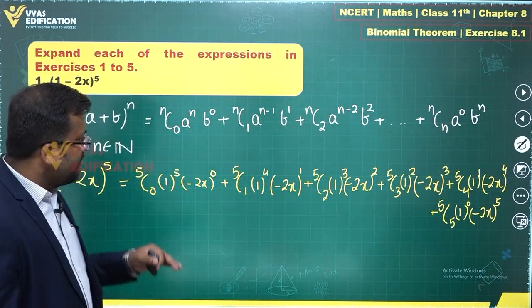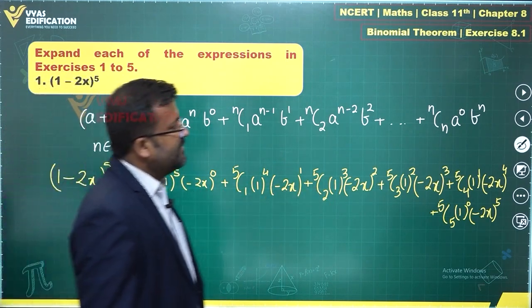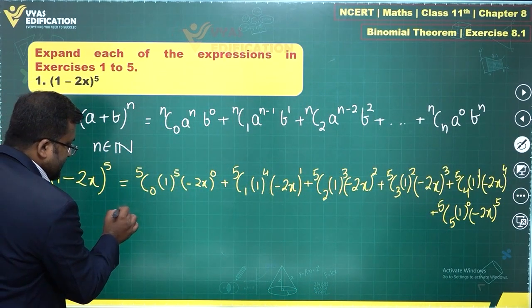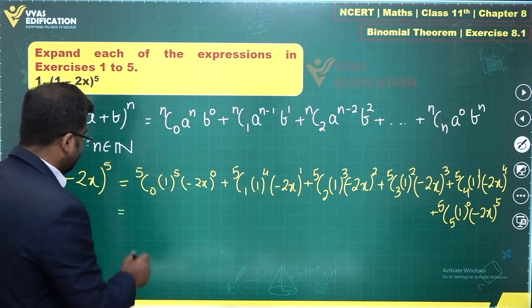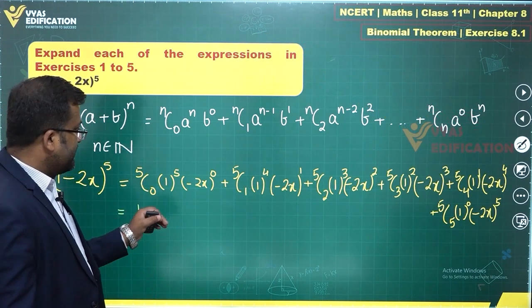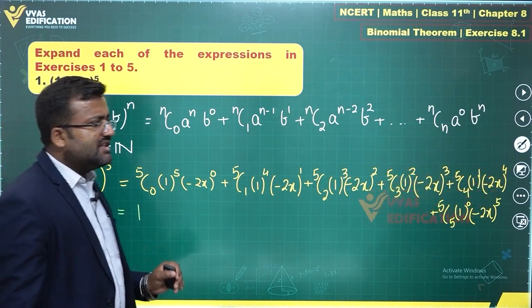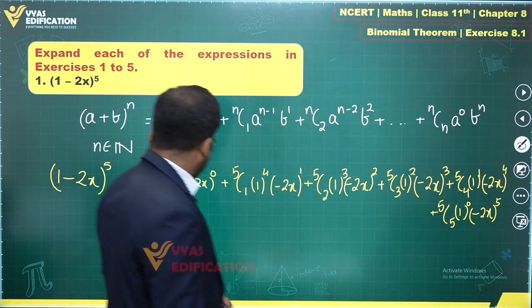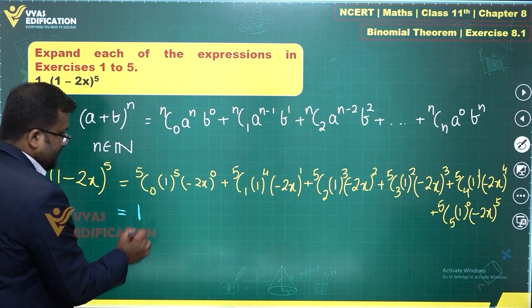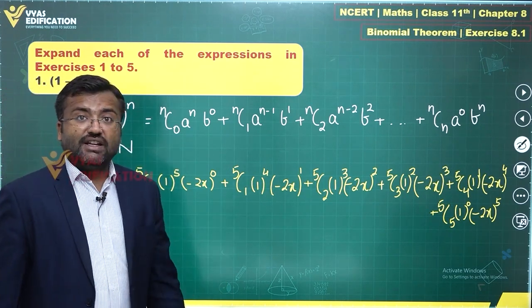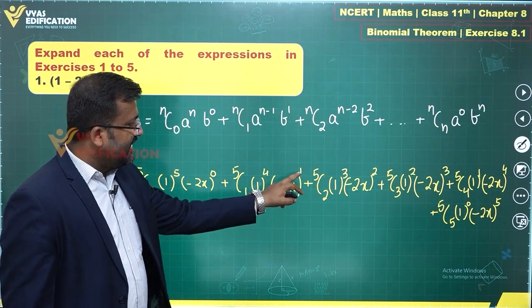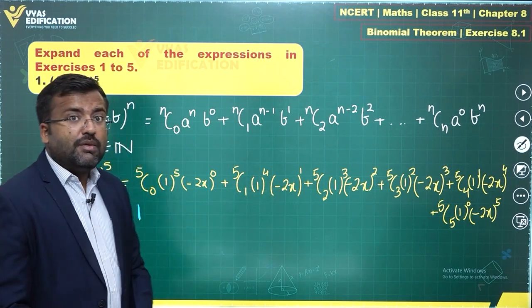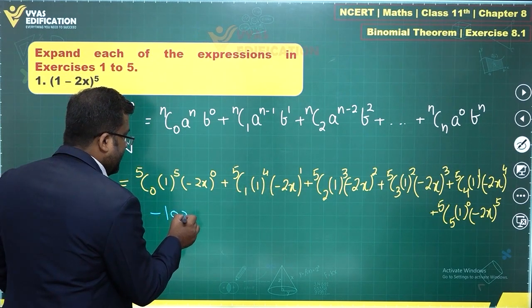What next? We'll have to simplify all of these terms. 5C0 is simply 1, 1 power 5 is also 1, and minus 2x power 0 is also 1. So this term is 1 only. Next, 5C1 is 5, 1 power 4 is 1, and minus 2 times x. 5 times minus 2 will be minus 10, so this becomes minus 10x.